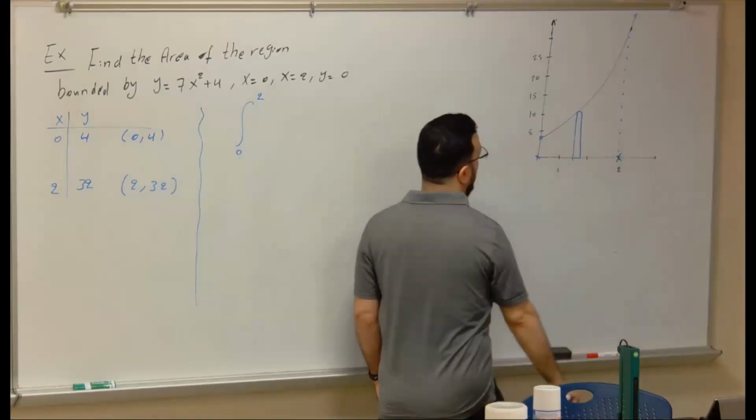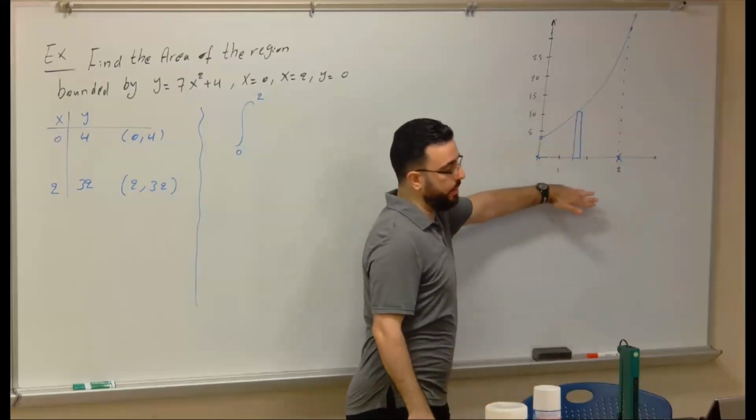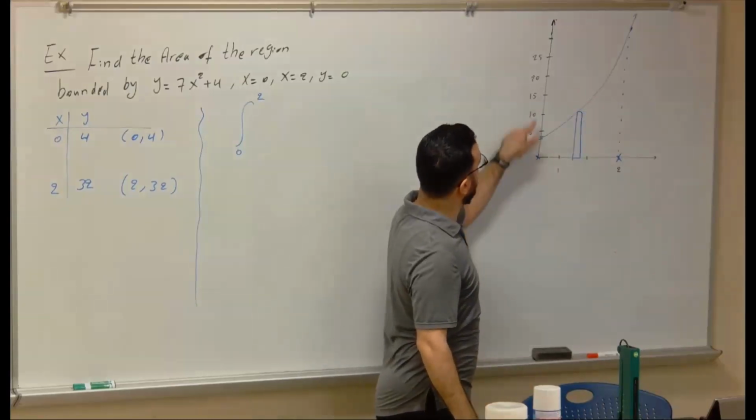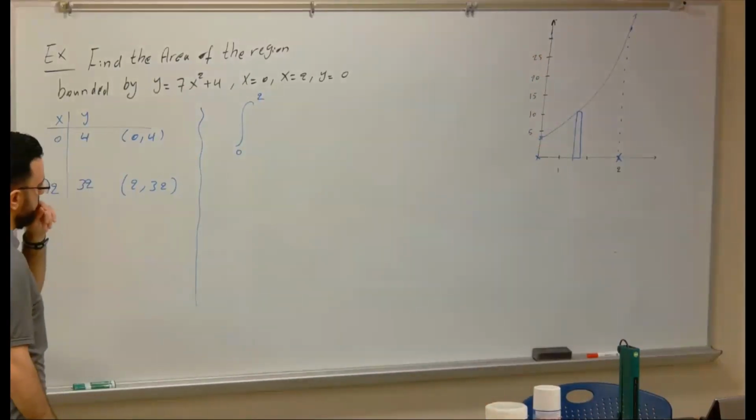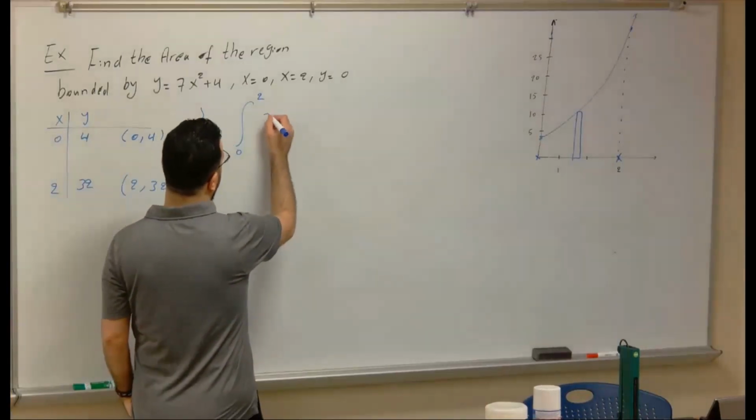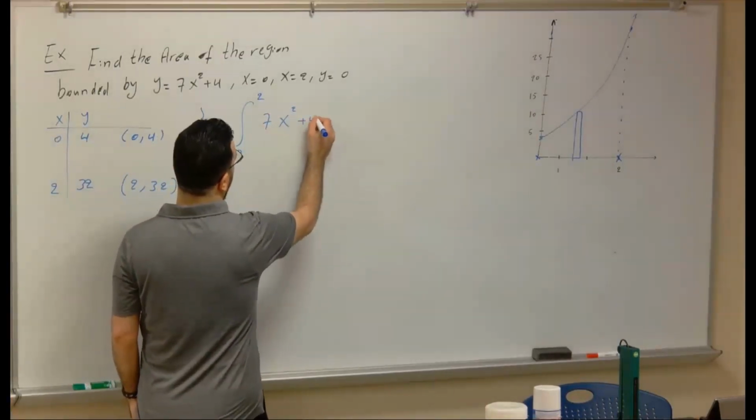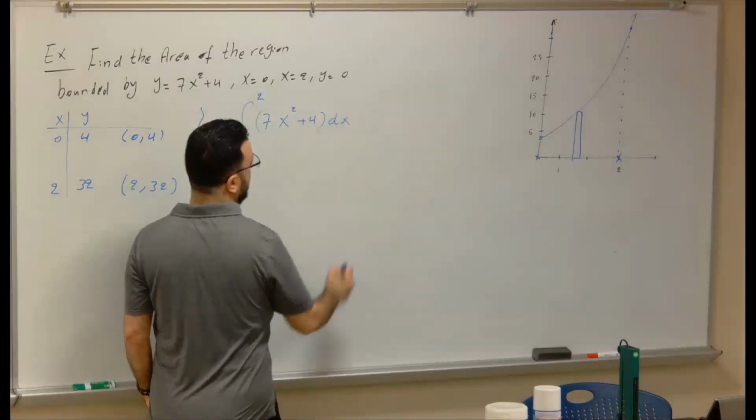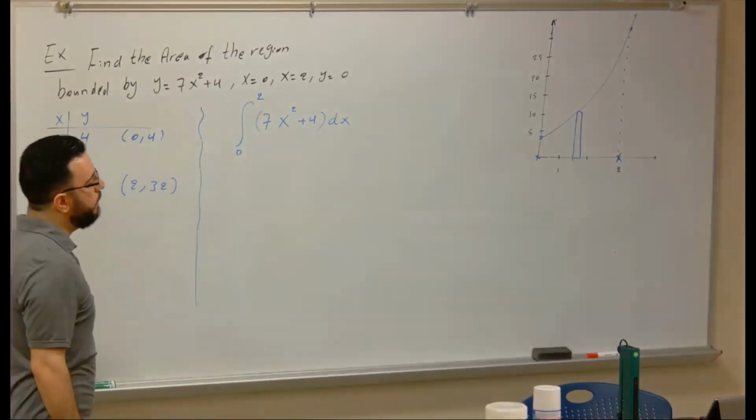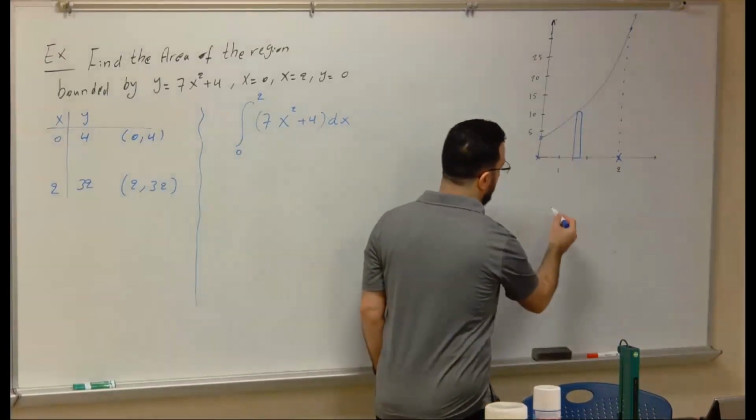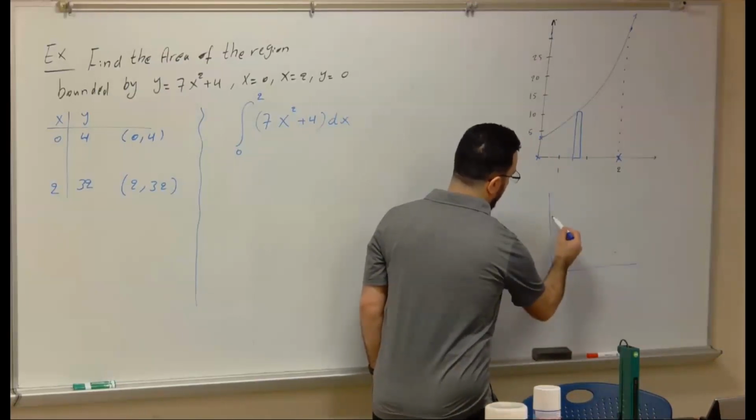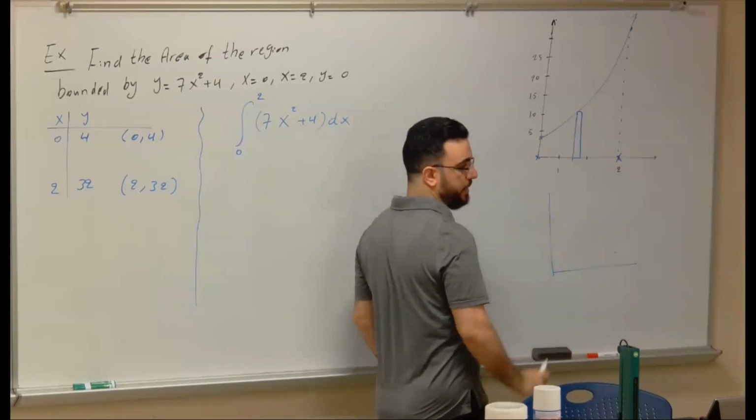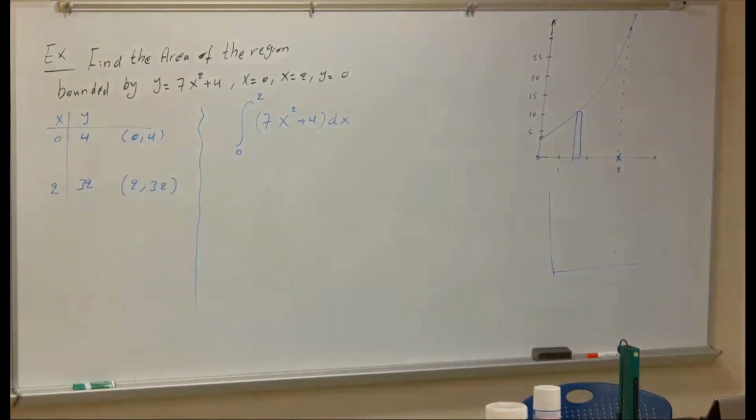From 0 to 2. If you want to work with the y, which is going to be hard, you have to take from 0 to this number. So it's going to be hard because it's a curve. So we're going to take the rectangles with the x. And our function is 7x squared plus 4. When is it easier to work with y instead of x? I'm going to show you an example different than this one, because it's going to be a double integral.